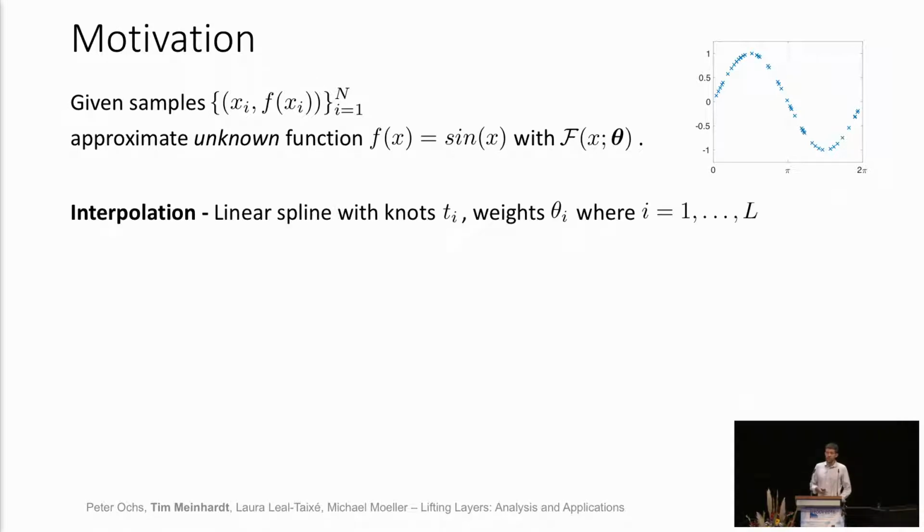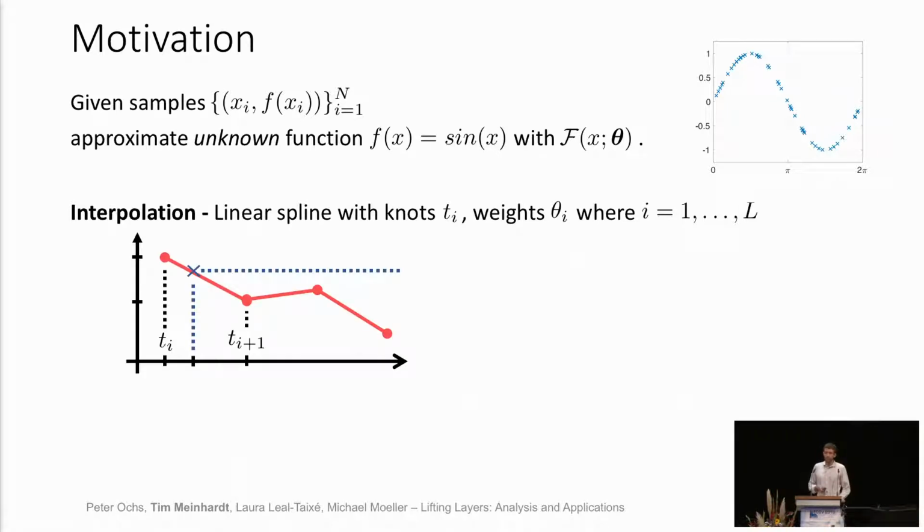A classical approach would be something like a linear spline. A linear spline is defined by knots and weights, and the number of knots is here defined as L. So let's just recap what a linear spline is. A linear spline basically tries to interpolate between those data points, and when we have a data point x, we find the interpolation between the two different knots with those formulations.